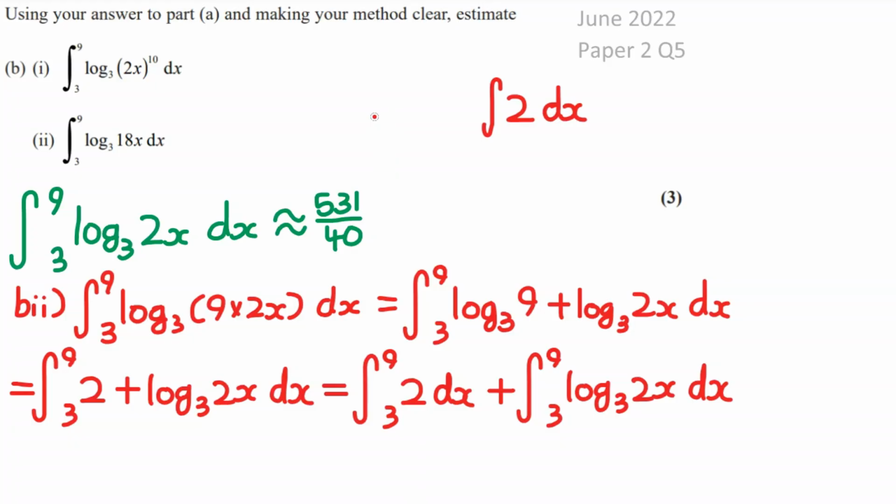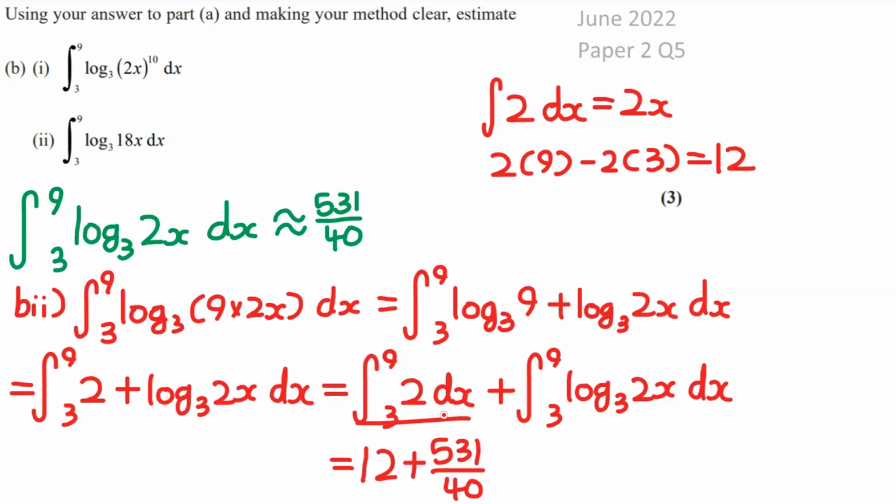the integral of 2 is equal to 2x, so therefore if you sub in the limits, the upper limit here of 9 and the lower limit here of 3, we get this expression, and if you figure this out, it's equal to 12. So therefore this integral here is equal to 12, and then we have the integral between 3 and 9 of log base 3 of 2x, which is this term here. So the estimate of this is 531 over 40, and then 12 plus 531 over 40 is equal to 1011 over 40, or if you want to write it as a decimal, it's 25.275.